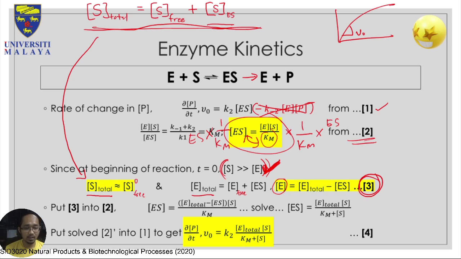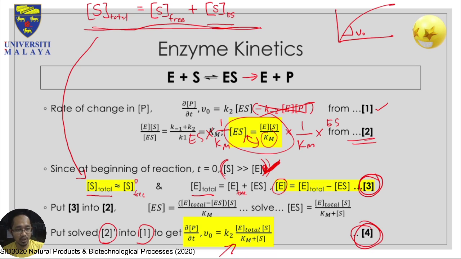Then what we do next is put expression number 2 into expression number 1, rearrange, and you will get this. Hopefully you do get it. Go and practice how you can actually get this expression. It should be fairly easy. You just need to do all the equations in great detail and you can get this. You get that expression as number 4.